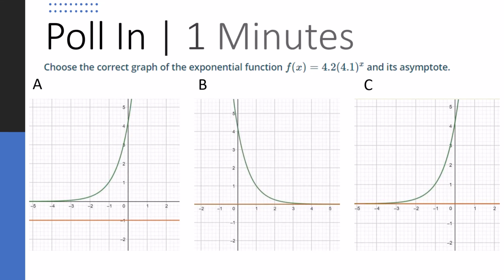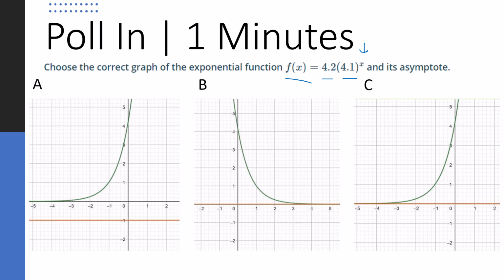Now that you've watched the video and taken notes, choose the correct graph of the exponential function f of x equals 4.2 times 4.1 to the x. Think about what we're doing. Think about where the asymptote is.